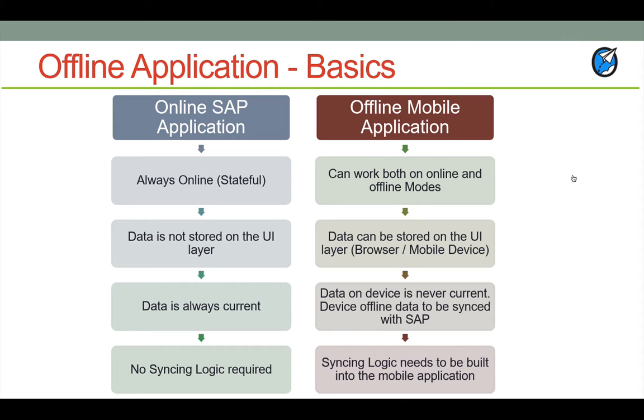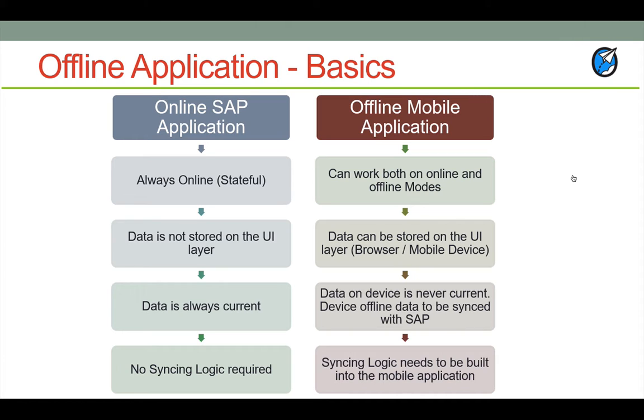The data is not stored on the UI layer when you're working online. If you're logging on through either SAP GUI or from a mobile application, the moment you lose network connection, nothing is stored on the UI layer, and then you have to start all over again. The data, therefore, when you're connected online is always current. It's either on or off, essentially. If you're off, nothing happens. If you're on, you're always current. So whatever you get from SAP is always the current data set, and therefore, it doesn't require any syncing logic.